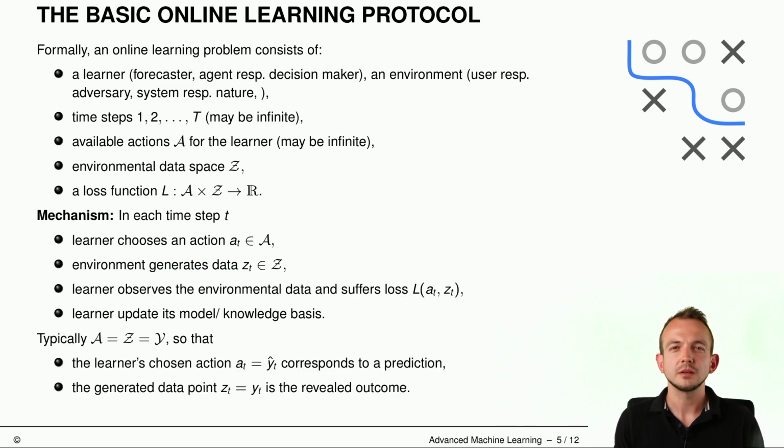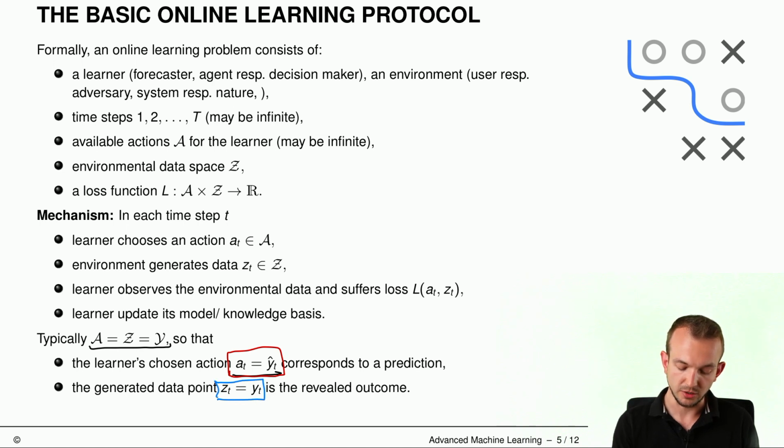So the typical scenario from a machine learning point of view is the following, where the action space, calligraphic A, and the environmental data space, calligraphic Z, both correspond to the label space Y. The action of the learner is indeed a prediction, a Y hat T, predicting a label for some machine learning scenario, and the data we obtain from the environment, from nature, is indeed a label, a YT, which we wanted to predict.